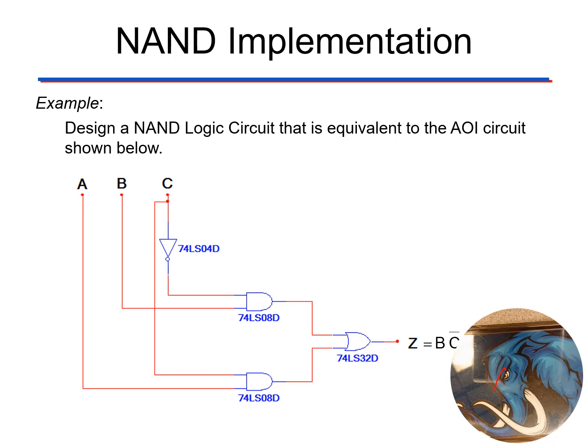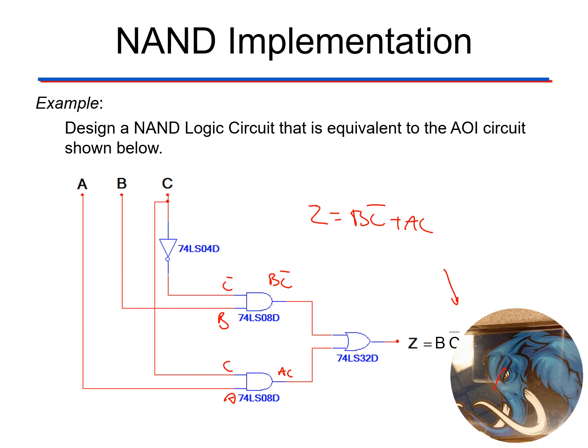Actually, you can figure out what it is by looking at the circuit, right? So we should be able to see that you have C naught here. That's a good example. C naught and B. So this coming out is B, C naught. And this one is C, and this one is A. So this is AC. So our logic expression is Z equals BC naught plus AC. That's what it says under here. All right.